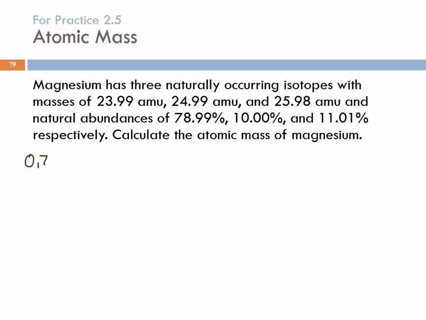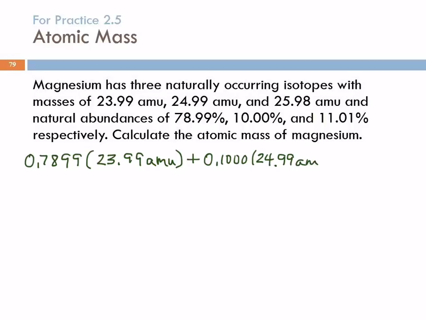So 0.7899 times the first one, because respectively tells us that they are listed in the same order. And then I'm going to add 0.1000 times the mass of the second one. And I want to include my units here. And I think I'm going to run out of room, so I'll just go on to this next line. 0.1101 times the mass of its isotope.